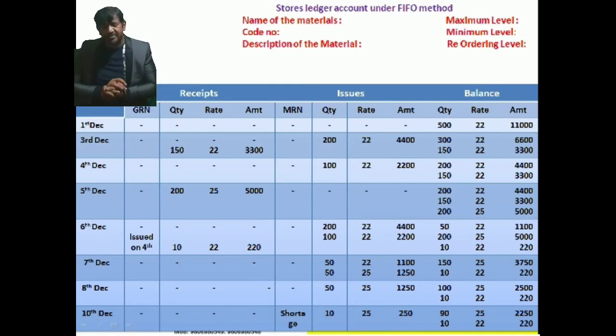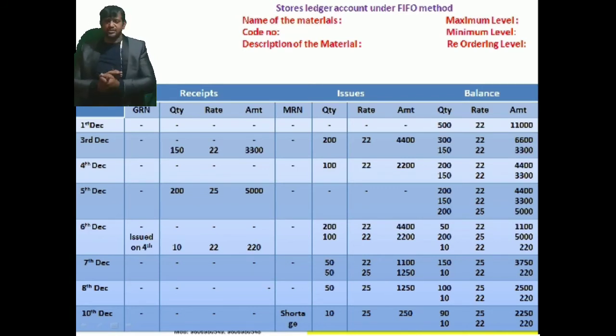So again with the same principle, on 1st December 2019, there was a stock in hand of 500 units. There was no price given. So price per unit we are considering the recent purchase price. The recent purchase price was rupees 22. So GRN nil, quantity nil, rate nil, amount also nil. Under issues MRN nil, quantity nil, rate nil, amount also nil. So under balance 500 units at rupees 22 each. So 11,000 rupees.